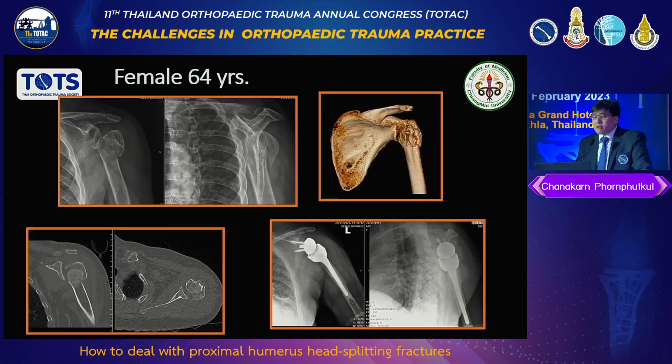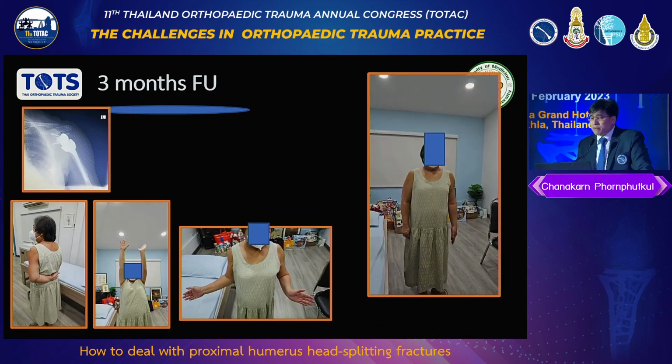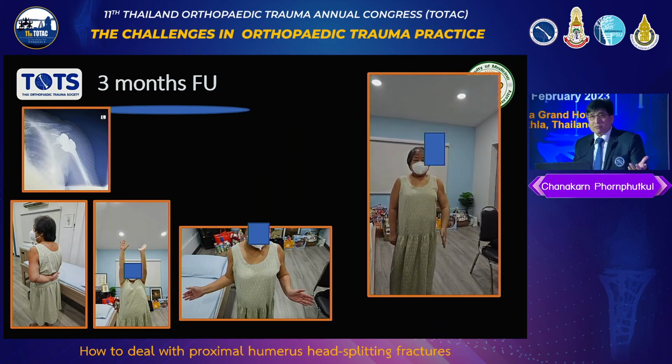So in severe comminution, look at this case. Patient 64 years old. So I did the reverse total shoulder for her. And this is her 3 days ago. She came for follow-up at my office. This is, to me, in my hand, a more predictable result.